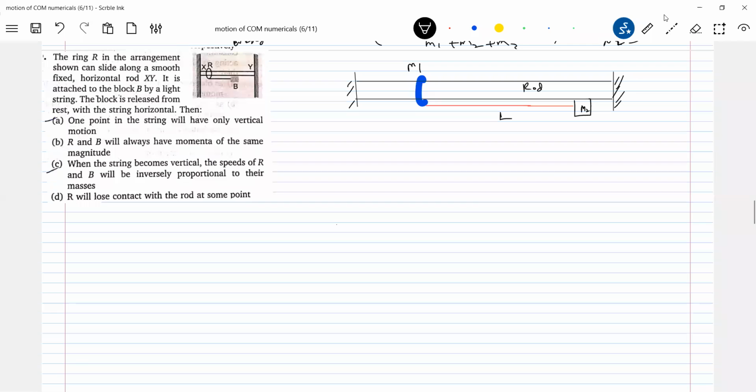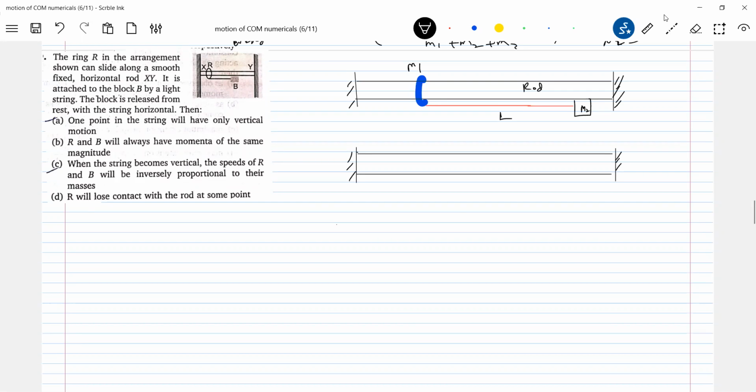Now I'm going to release it. So when I release it, let's first discuss the problem. It'll be easy for you. Then I'll come back to all the other things. So I'll ask you what is the displacement of block and the ring also.